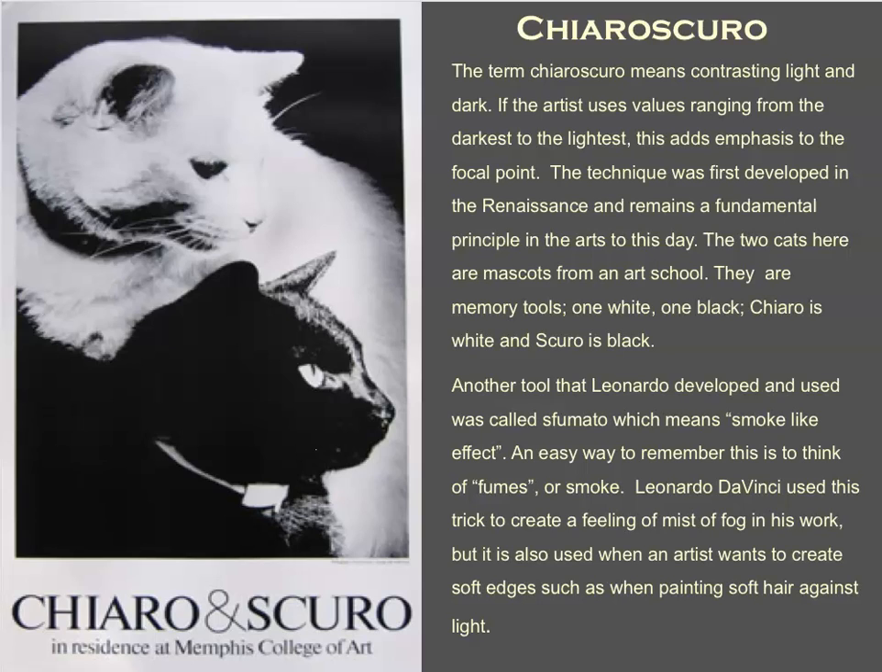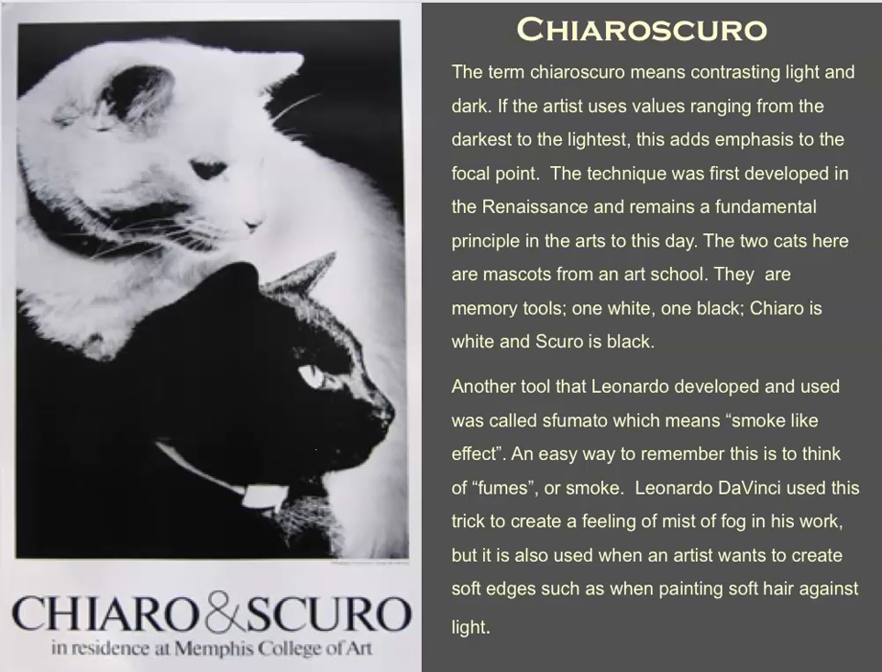If the artist emphasizes the darkest and the lightest shades, then this brings drama and emphasis to the focal point. This technique was first really developed in the Renaissance, and it remains a fundamental principle in the arts to this day. Often the darkest and the lightest value are placed right next to each other, and that helps to enhance both. And to help you remember, we have Chiaro and Scuro from the Memphis College of Arts.